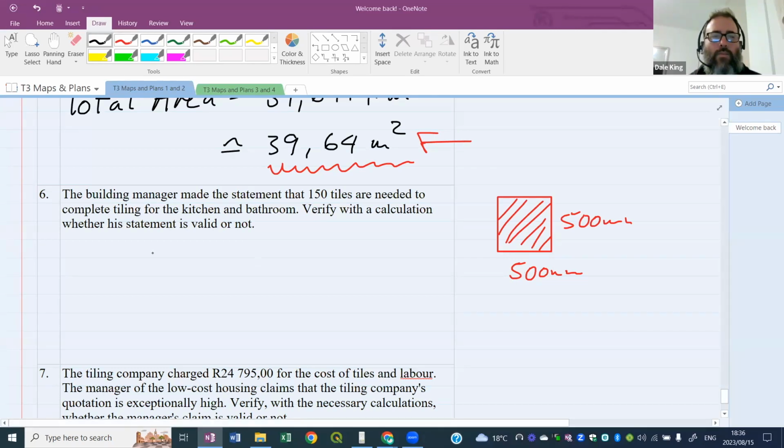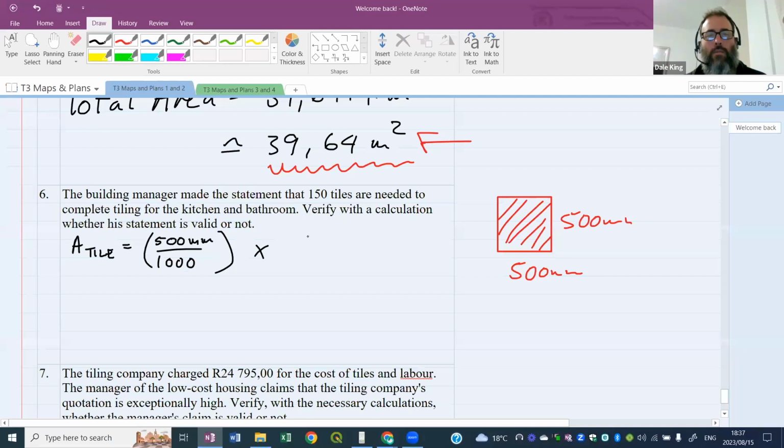Okay, so I think we're supposed to say 500 times 500 to work out the area of the tile. Yes. All right. Now, if we say 500 times 500 millimeters, that's going to give us lots of square millimeters. Is that what you want? Maybe if we convert. Yes, let's convert first. Always convert first. So how do we convert 500 millimeters to meters? We divide by 1,000. Yes, we divide by 1,000. So 500 divided by 1,000. And this is going to give us our one dimension in meters.